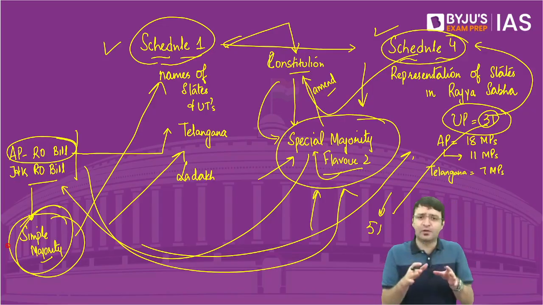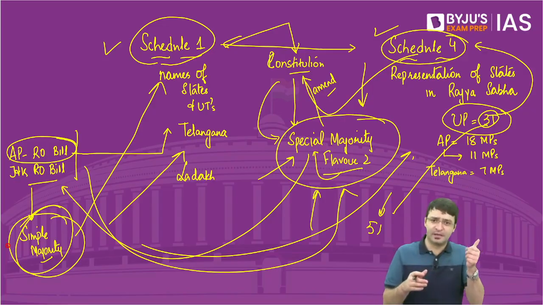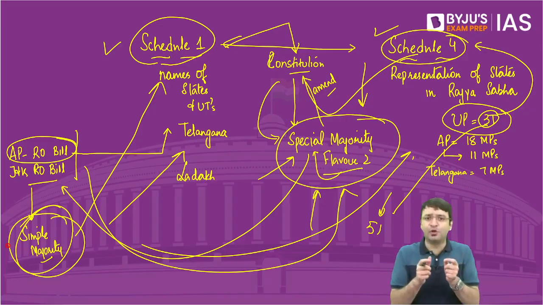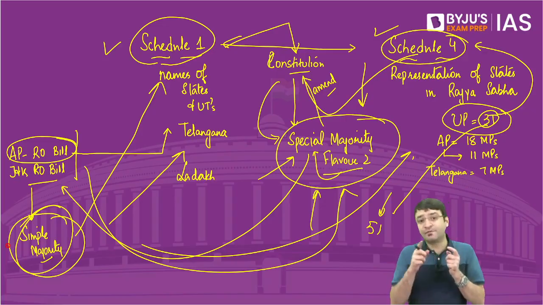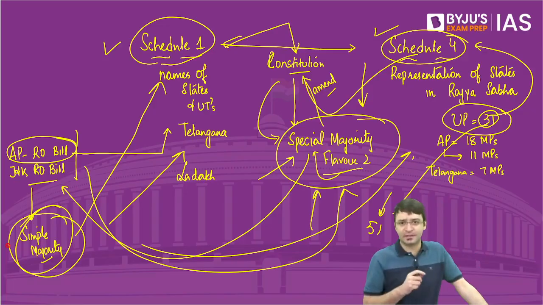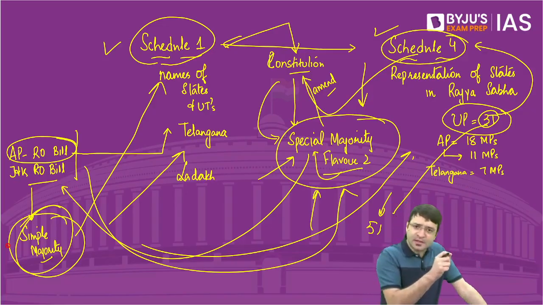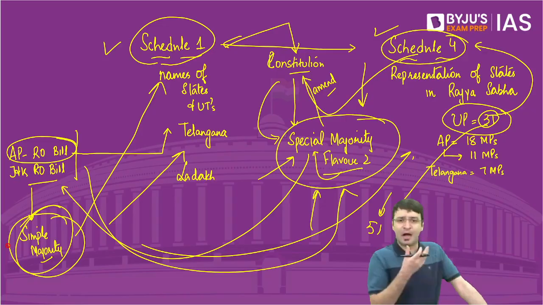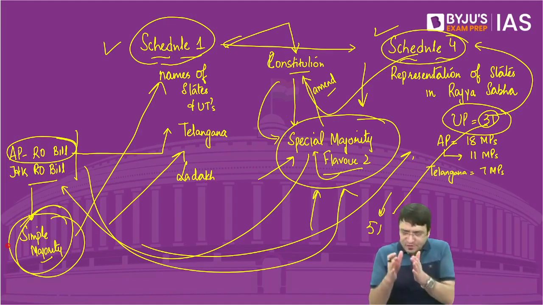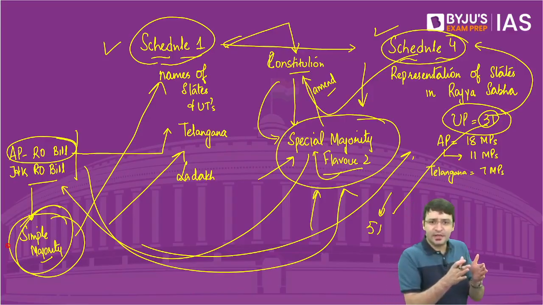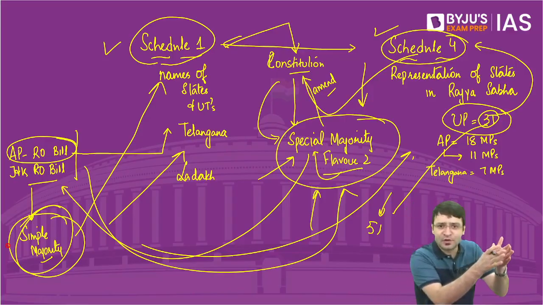We are a federal constitution, according to Dr. Ambedkar, but we have used the term union of states and not federation of states because of two reasons. One, India is not the result of an agreement between states, and no state has the right to secede from the Union of India. The names of states and union territories shall be mentioned in the First Schedule of the Constitution.